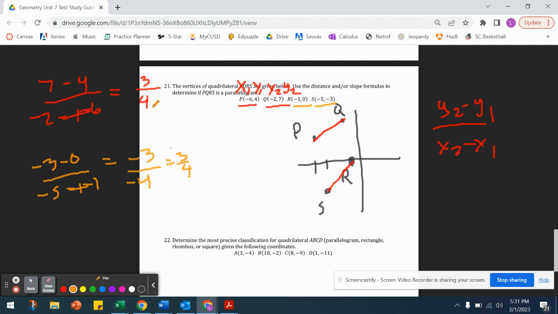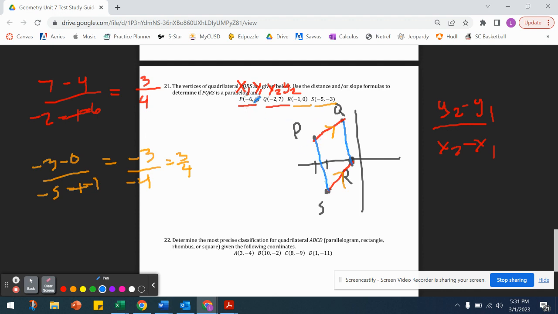Okay, so what do I notice about these two slopes? They are the same, which means that these two lines are parallel. Okay, so that helps me. But I also need to prove that these other two lines, which are PS and QR, are parallel. So again, I know it's kind of getting all over the place. I have it in different colors.